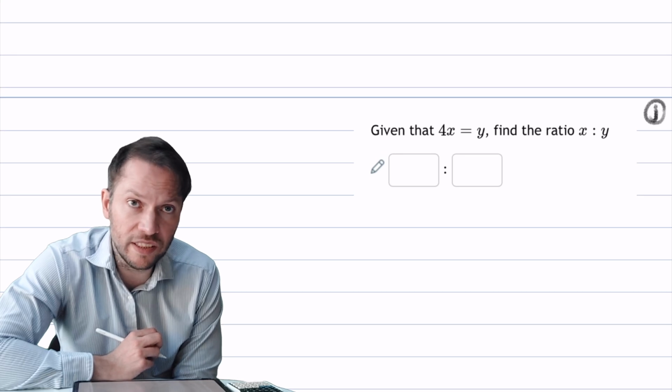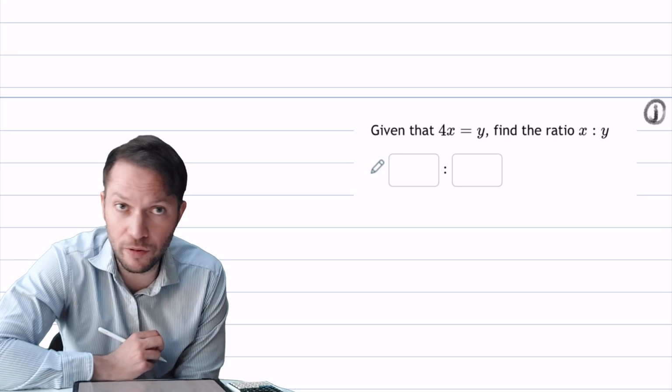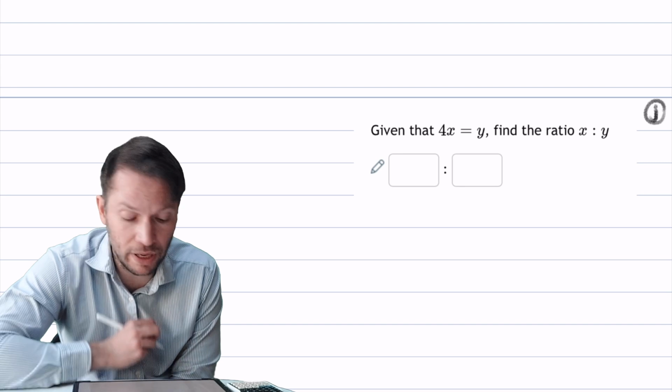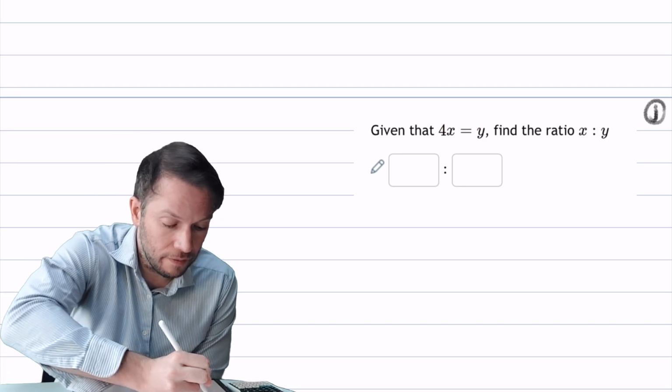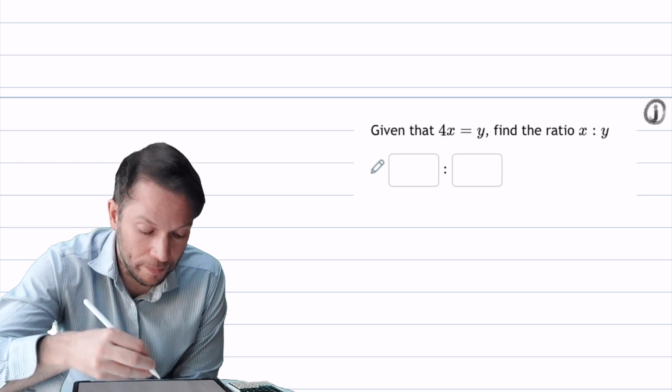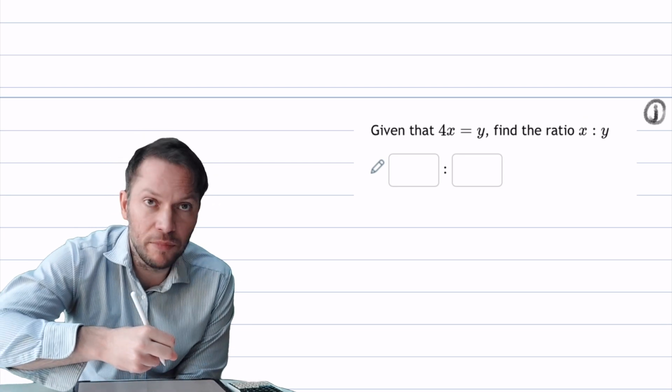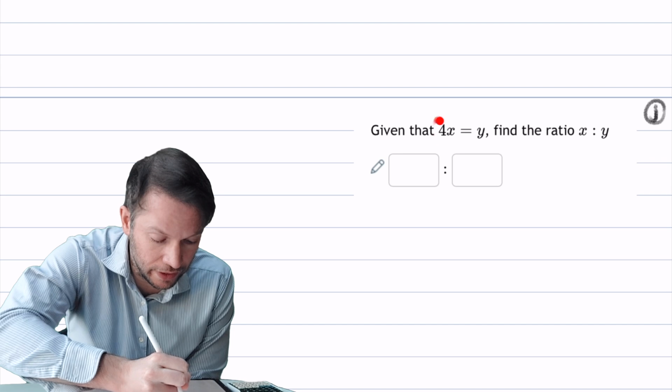In this video, we're going to take an equation relating two different quantities and turn it into a ratio. Now we're told that 4x is equal to y. Find the ratio of x to y. Now, you might be tempted to just read off the numbers in front of the x and the y.